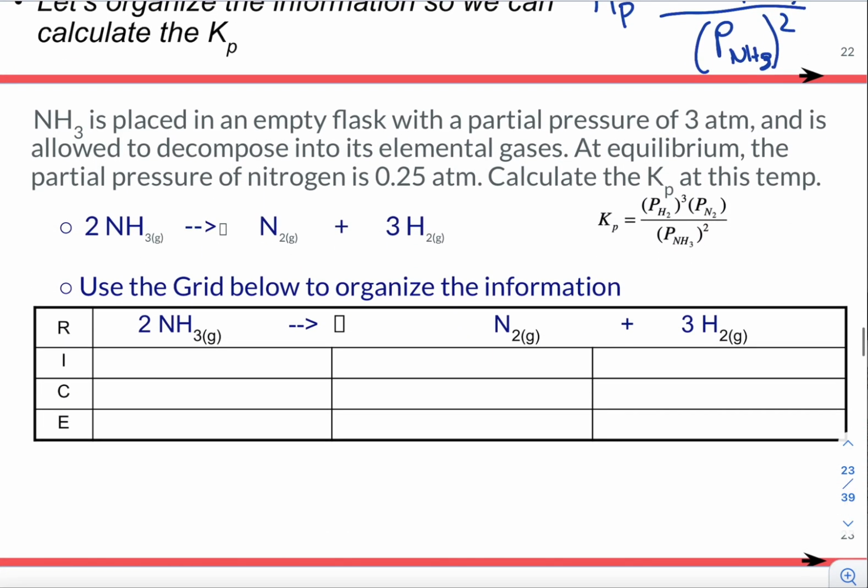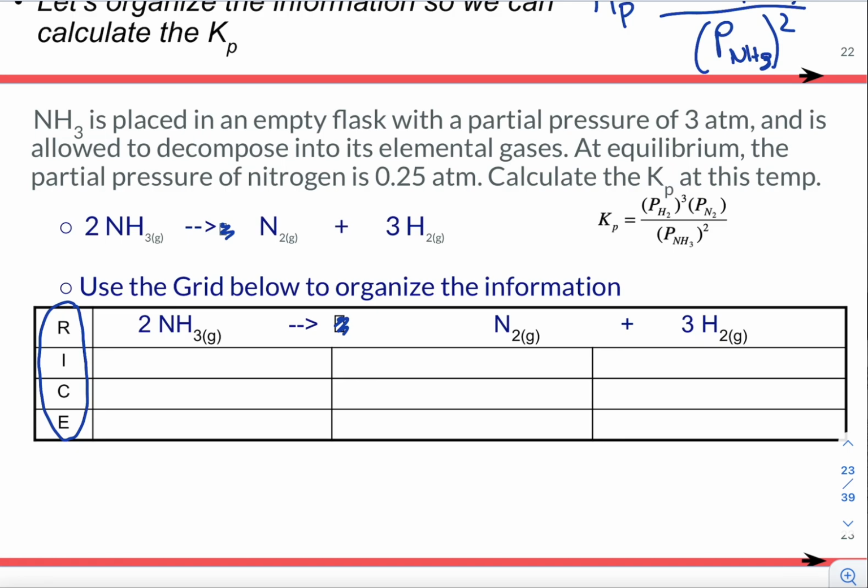So we use something called a rice box. Okay, it's called a rice box because it says rice. This stands for reaction, initial, change, equilibrium. So you can see that I wrote the reaction here. And again, we have that stupid little symbol that doesn't mean anything. So you're going to write the reaction there. And then we're going to use these columns here to keep track of what's happening in the reaction.